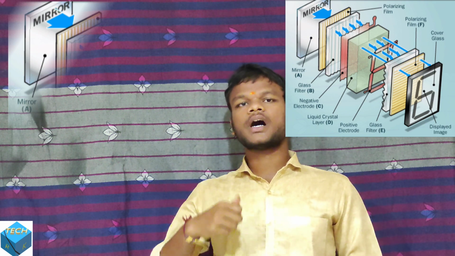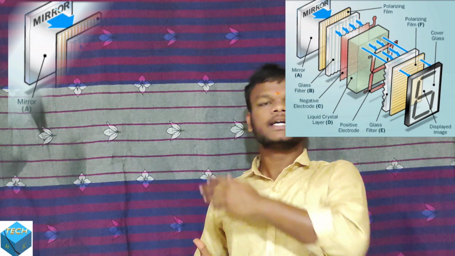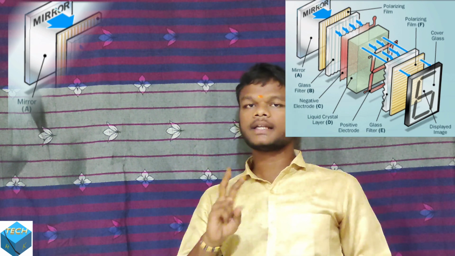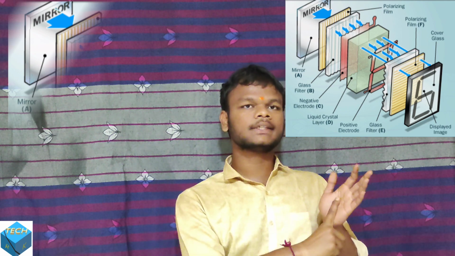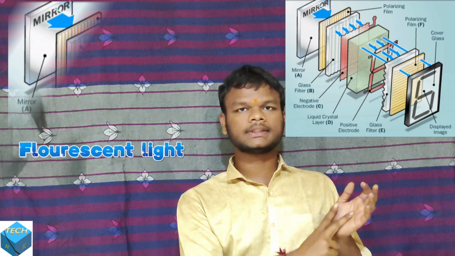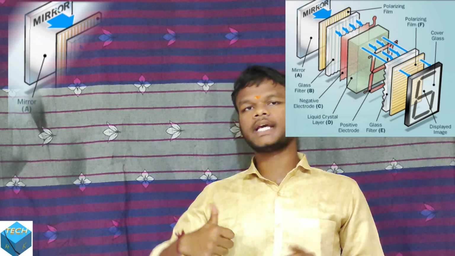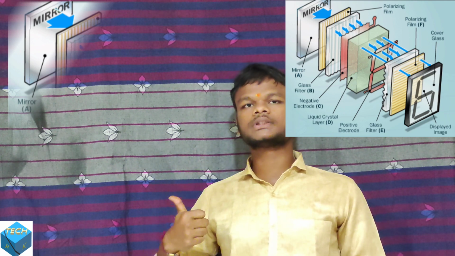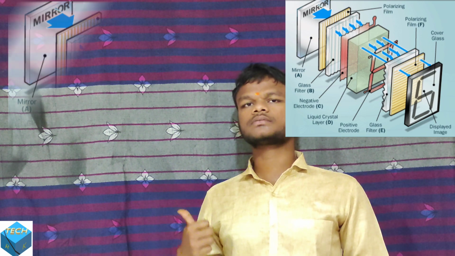First layer is the backlight layer. The backlight layer is the origin of the LCD structure. That means it will generate the light. There are two types of lights, as I said in the previous video. One is fluorescent light, another one is LED light. We have two types of lighting as backlight, and we can use either one.